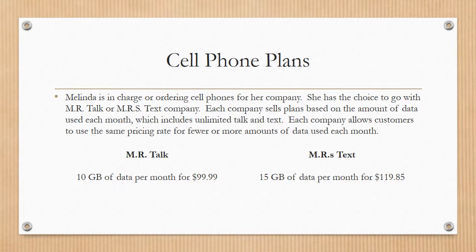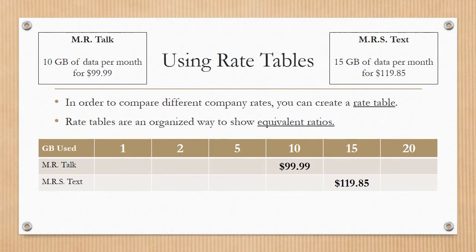So MR Talk charges $99.99 for 10 gigabytes of data used per month, and MRS Text for 15 gigabytes of data charges $119.85 a month. So what we need to do here is look at some ways that we can compare these two rates and figure out which one is best. One way that we can compare rates is to use a rate table, which is just a table full of rates, and specifically those are going to be equivalent rates or ratios.